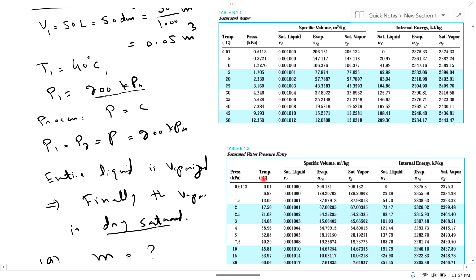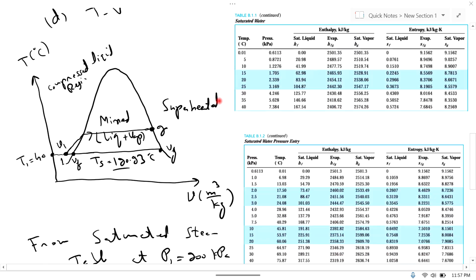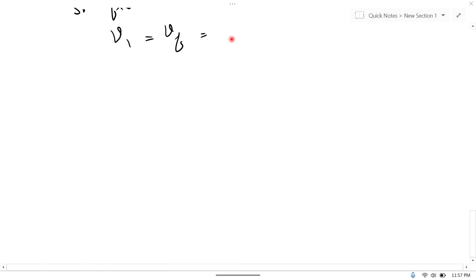This is temperature, and this is temperature 40 degrees centigrade. So at this temperature Vf is equal to 0.001008. V1 is equal to Vf is equal to 0.001008. So we know that specific volume is equal to total volume divided by mass.